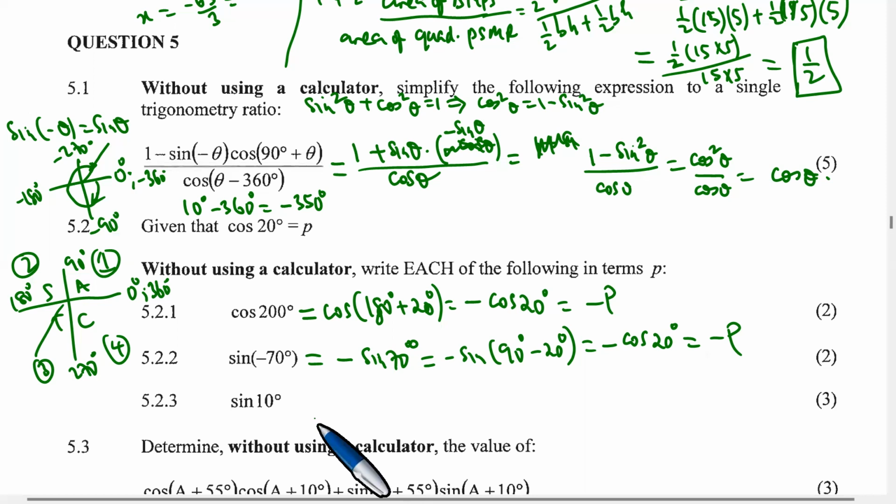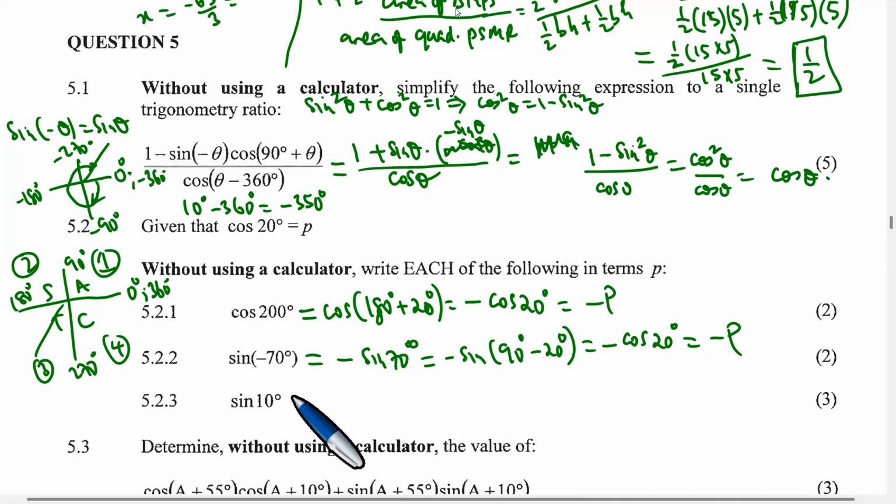But now the sine 10, it's obvious. Because to get sine 10, we actually can use a lot of things. But the most obvious would be, because we already have a 20, if you have a 20 and a 10, the 20 is like a double angle. So when it's a double angle, you use the double angle formula.